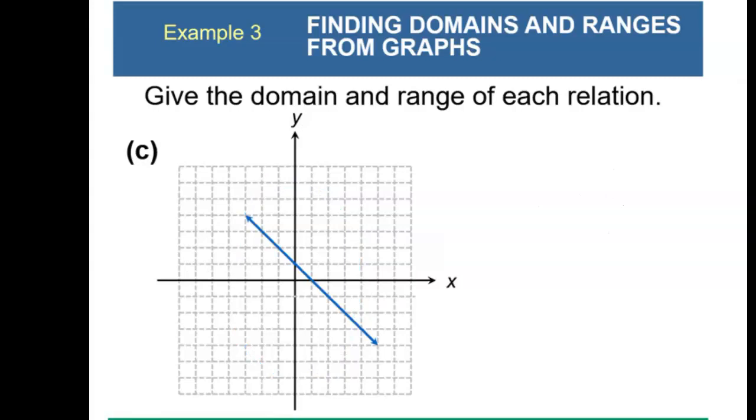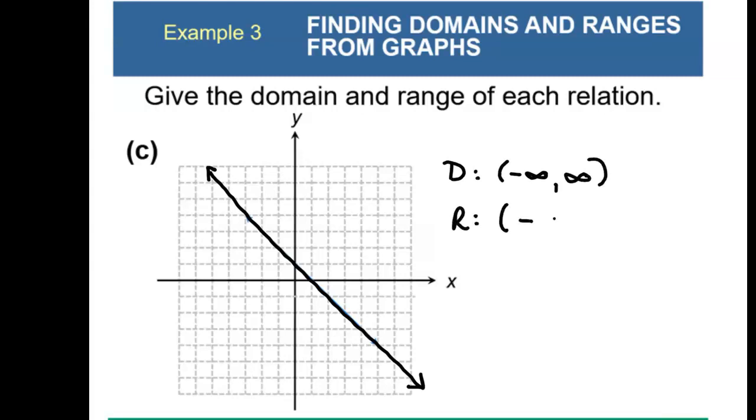Okay, next we'll look at this line. So the domain and the range are one and the same. All right, you can see that this line continues infinitely left to right. I know that because of the arrow tips on the ends of the line. And so therefore my domain is all real numbers. Okay, and likewise my range is all real numbers.